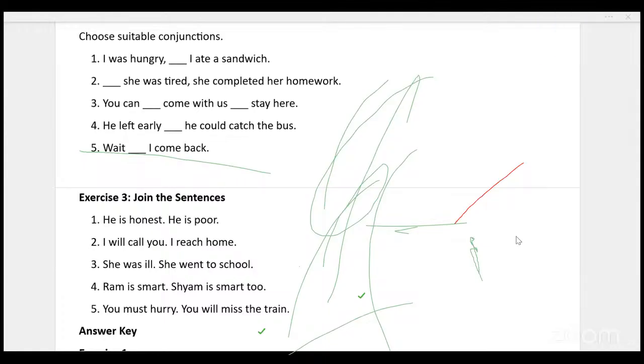You can have tea or coffee. You can have either tea or coffee. That is all correct. Yeah, next.